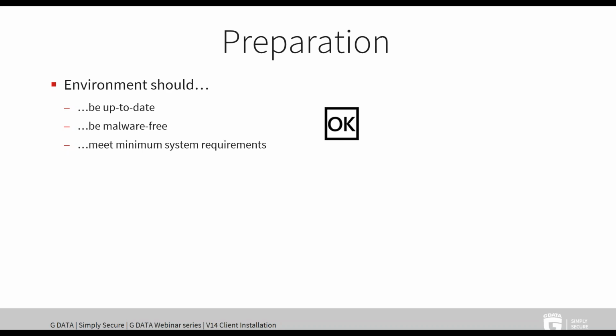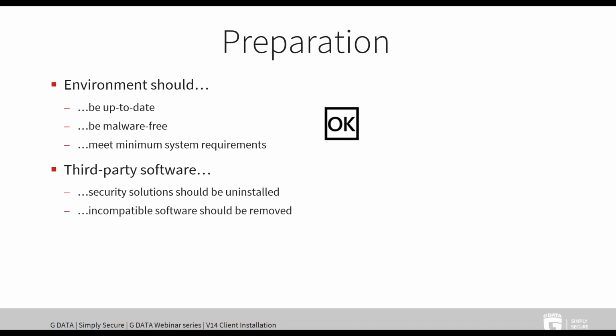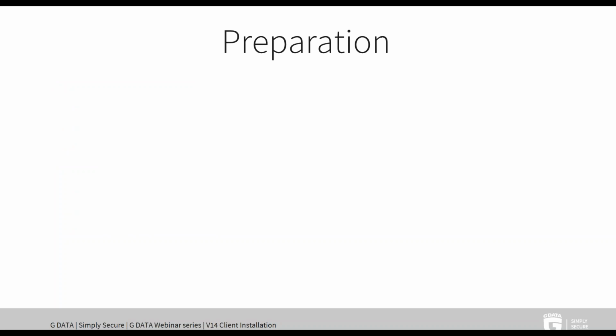After we have covered the environment preparation, there are a few things regarding third-party software. Other security software solutions should be uninstalled before installing our client, as well as incompatible software like certain registry boosters or registry cleaners, performance boosters, and programs like that, which might run into trouble with our software. Other software that might cause issues should be deactivated. After we have covered this, we can take the next step.